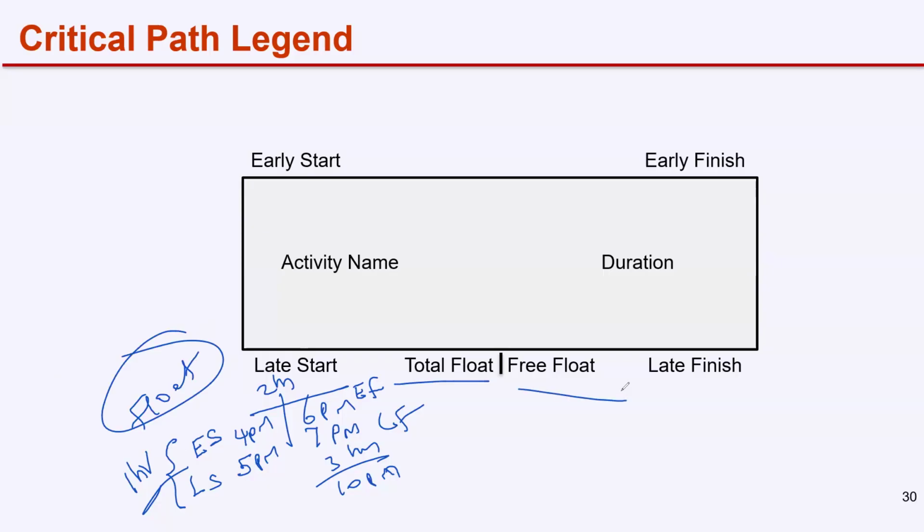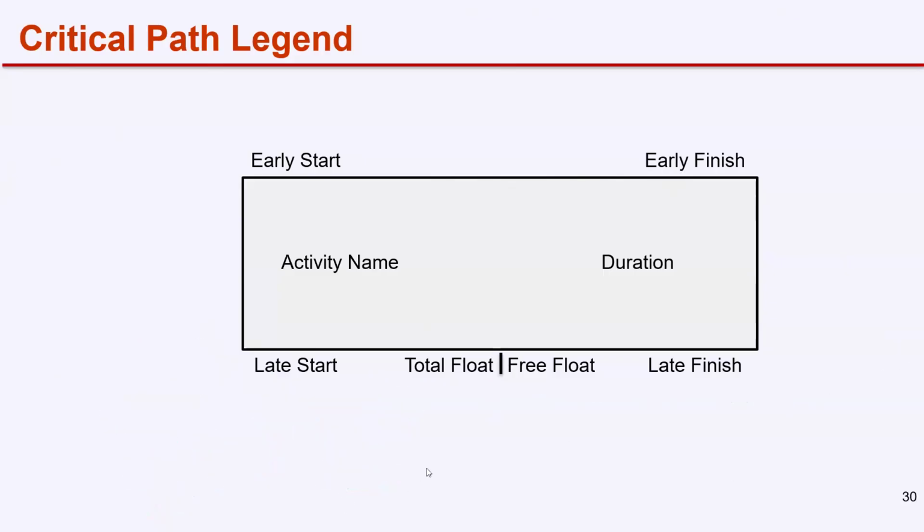So as per the legend, the top left will be early start, top right will be early finish. Bottom left will be late start, bottom right will be late finish. And then in the bottom center will be total float. Free float is not that important. We'll just discuss that.